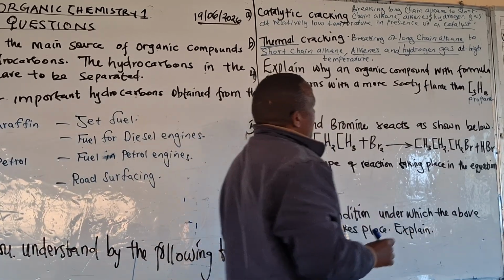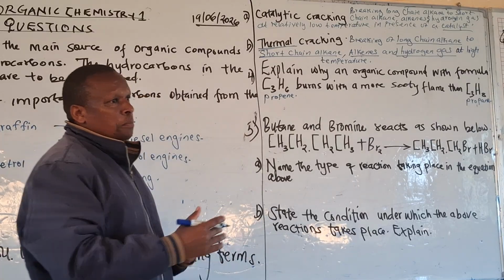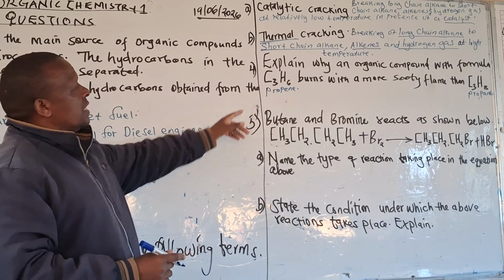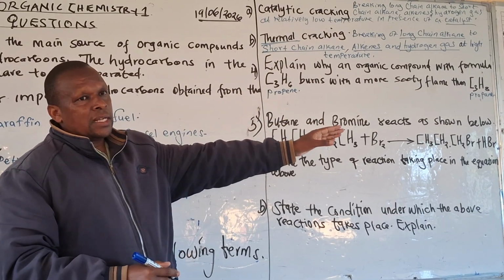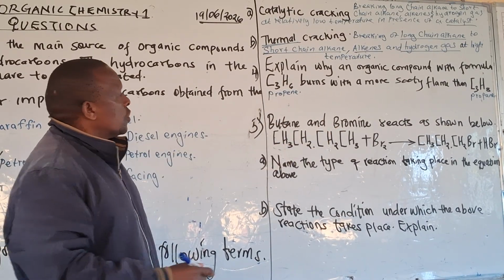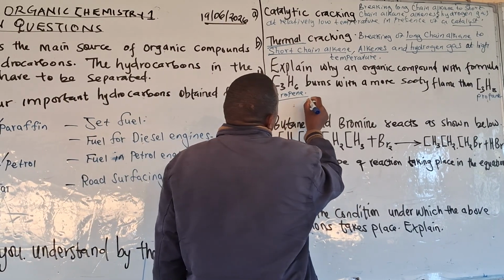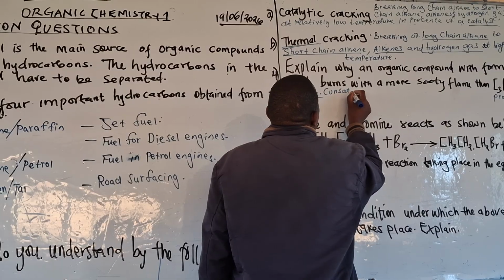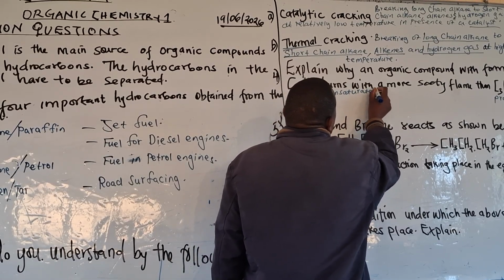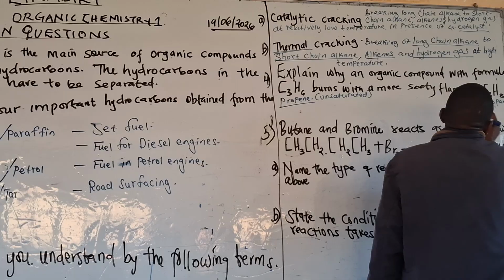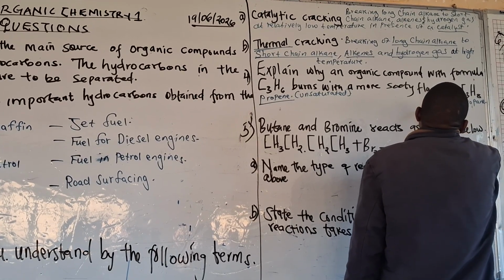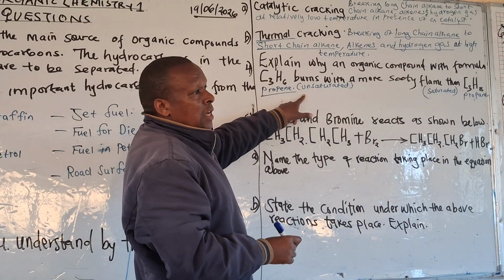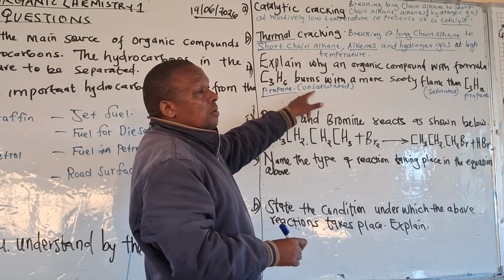There are so many chemical tests to differentiate between alkenes and alkanes. But here, we are being asked why this one is producing a lot of soot, while the other one is not producing a lot of soot. So this one is unsaturated. Propene is unsaturated, while propane is saturated. When you say this one is unsaturated, we mean it has a carbon-carbon double bond.